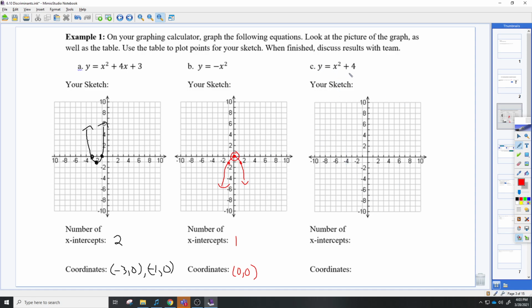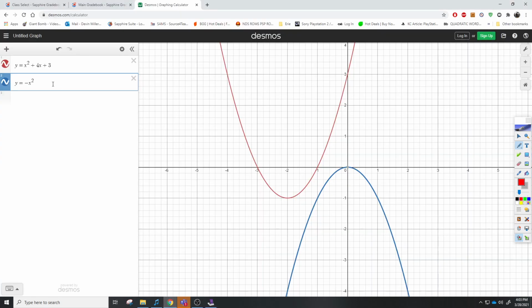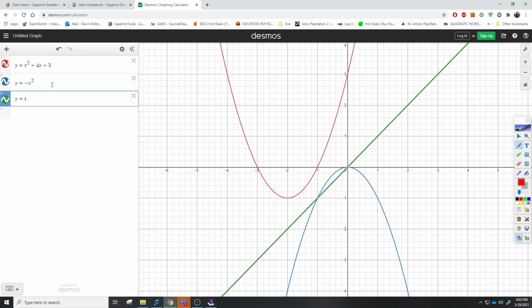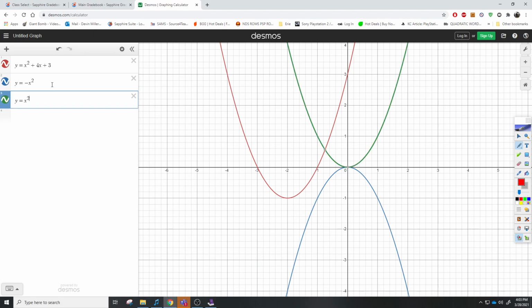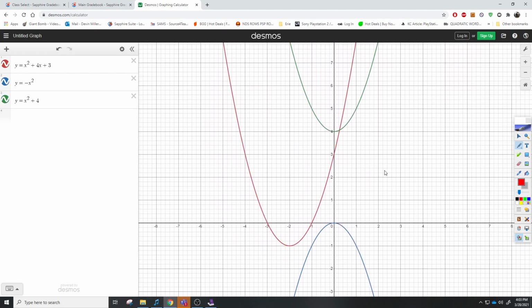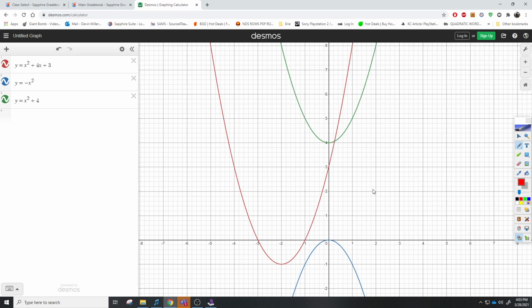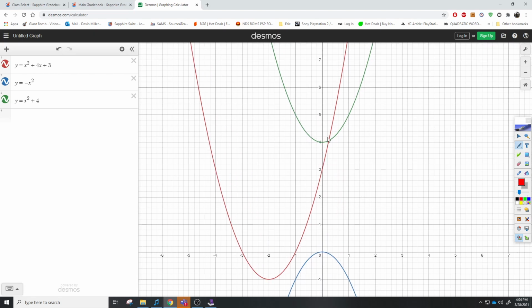Let's see. y equals x squared plus 4. I'll keep that one up there. Let's do y equals x squared plus 4. Oh, I don't even see it. It's because it's out a little bit. There we go. It's in green. So this one here is nowhere near the x-axis, really. It's kind of above it, right?